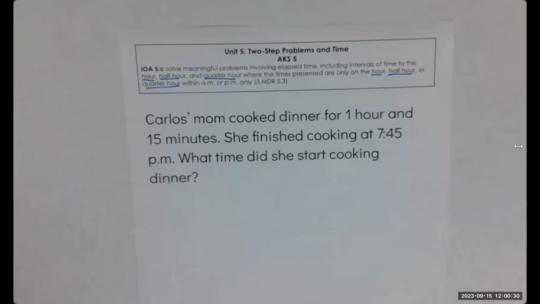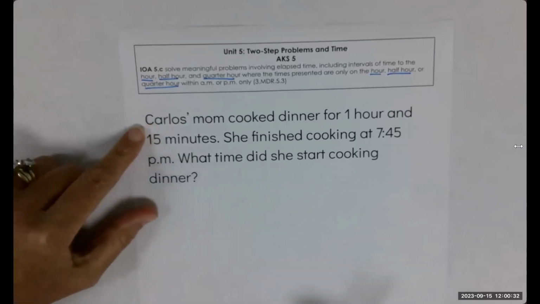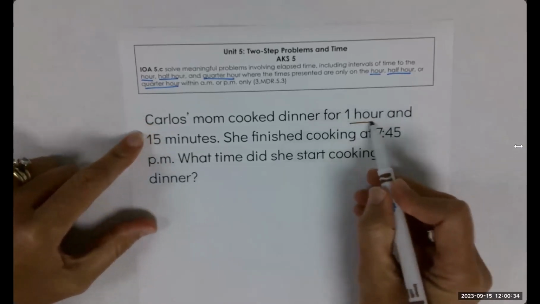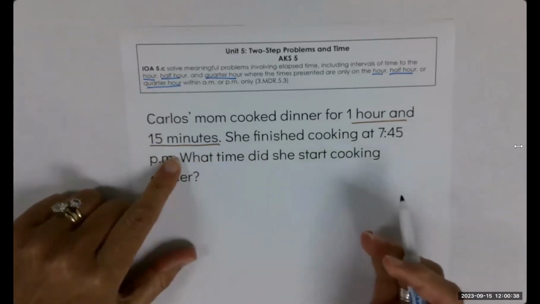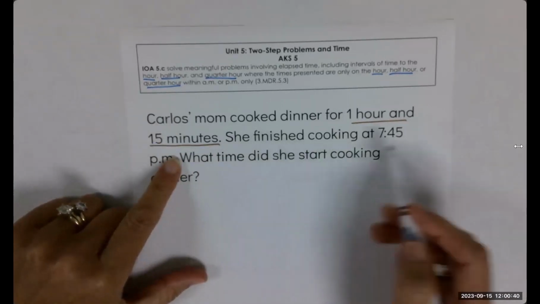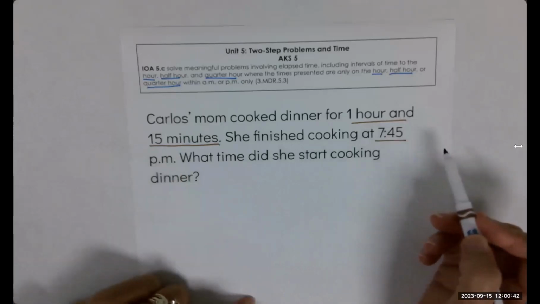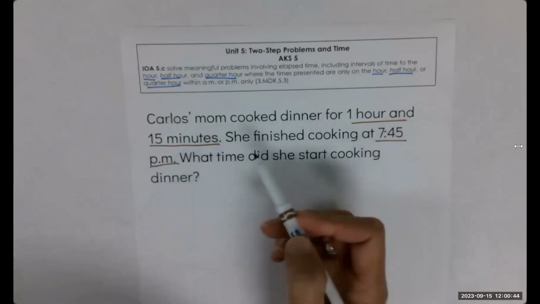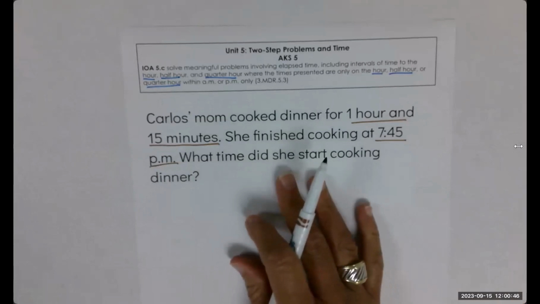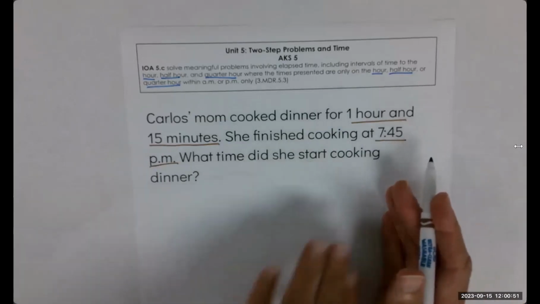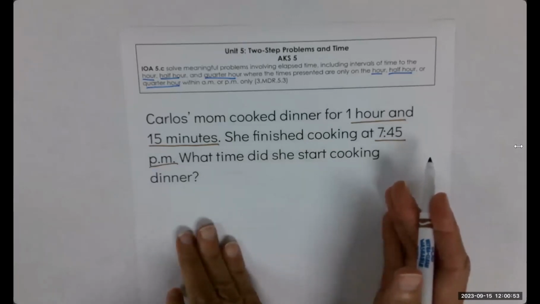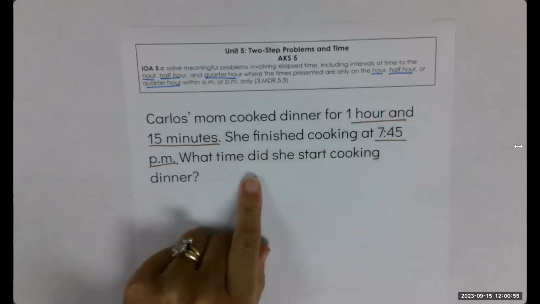So thinking through this problem, Carlos's mom cooked dinner for 1 hour and 15 minutes. So we know how long she cooked dinner. She finished cooking at 7:45 p.m. So those are the two things we do know. She stopped cooking at 7:45 p.m., but before that, she cooked for 1 hour and 15 minutes. So what we have to figure out is what time did she start cooking?